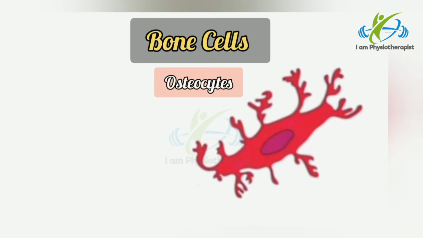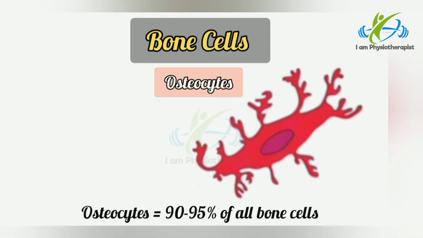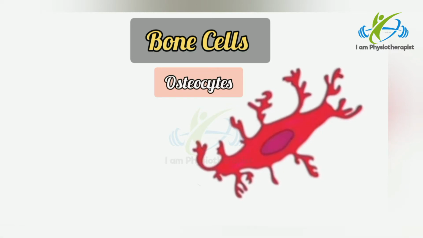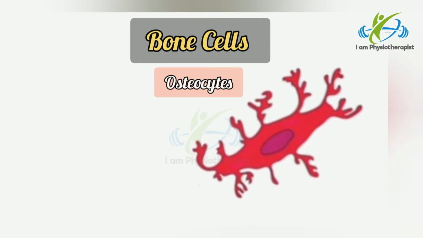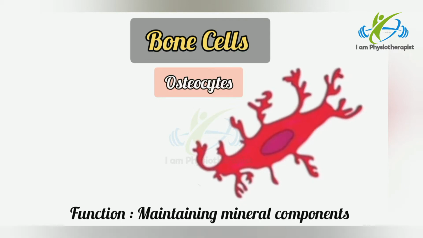The osteocytes are derived from osteoblasts. Osteocytes account for 90 to 95% of the cells in bone tissue. Like osteoblasts, they do not divide, but they have a long lifespan of up to 25 years. Osteocytes have several important functions in maintaining the mineral composition of bone tissue.